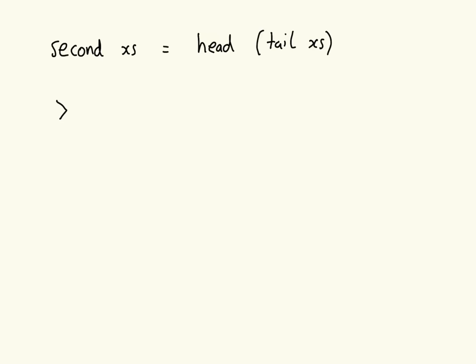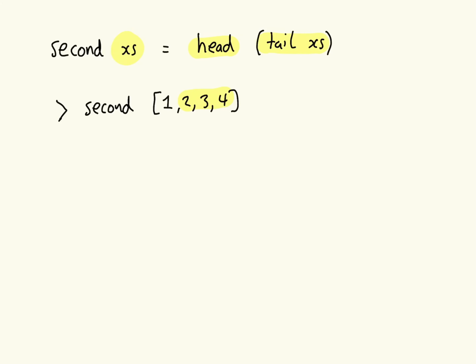So if we started up GHCI and we get the little prompt, we could say what is second, and let's try an example list, and we know it's probably going to be a list because it's called x's. So let's try the list 1, 2, 3, and 4. So what the definition says is when you take the list x's in, what you're first of all going to do is take its tail. So the tail of this list is everything apart from the first thing. So that's going to be 2, 3, and 4. And then what we're going to do is take the head of that list. So the head of that list is the first thing in the list, so that will be 2.